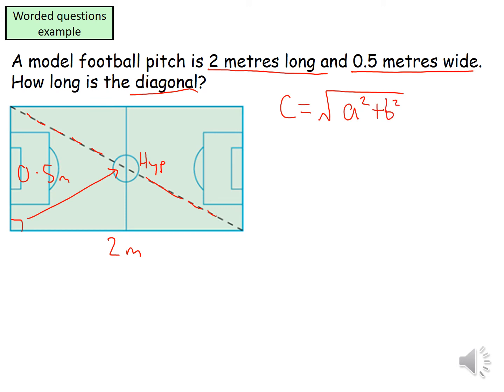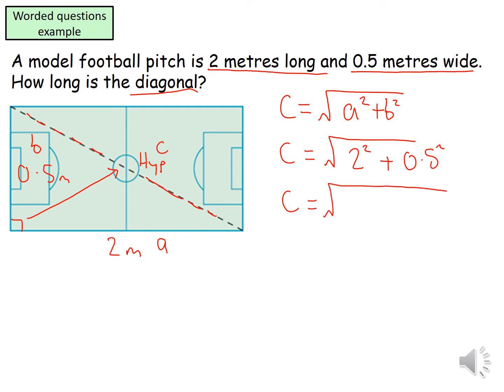All we have to do now is label the triangle. Our hypotenuse, we should label that as C because that's the one we're trying to find. Our 2 short sides, it doesn't matter which way you put them because they're both going to be added together. So this is A and this is B. We substitute those values into the equation. C equals square root A is 2 squared. Now B would be 0.5 squared.